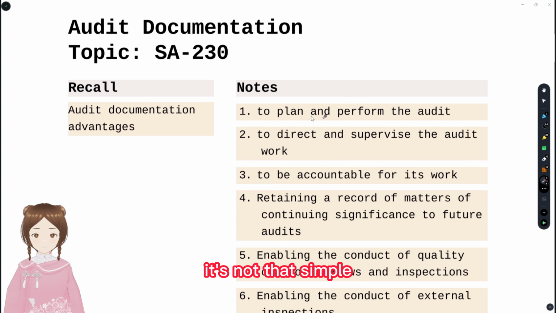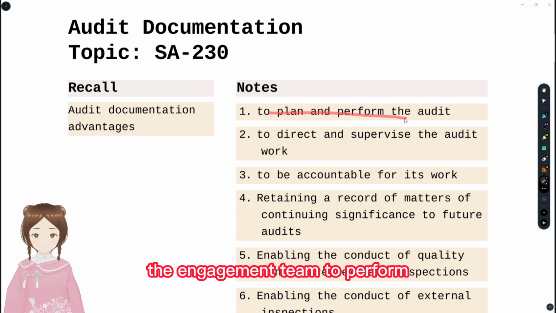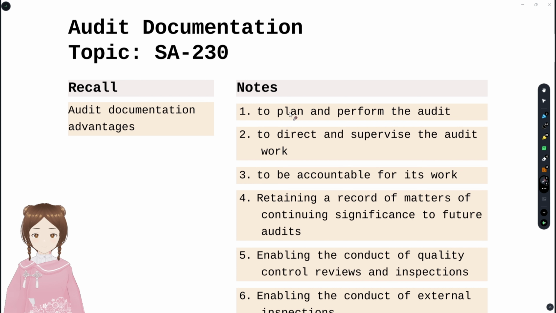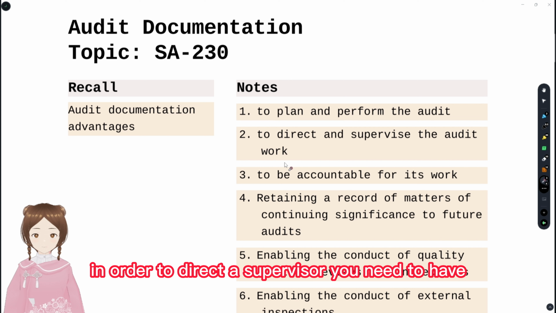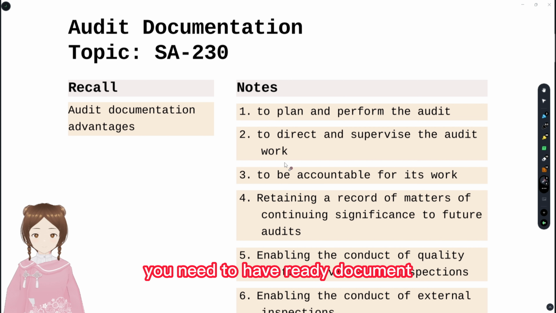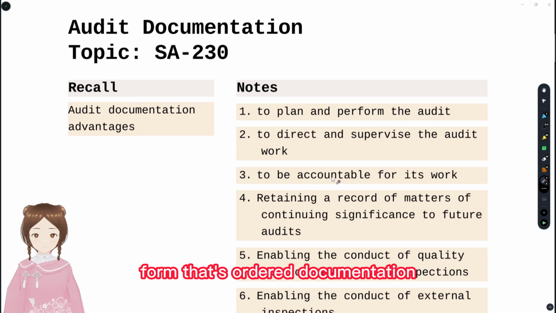It's not that simple. So, in order to plan and perform the audit, who has to perform? The engagement team has to perform. Who plans that? The engagement partner plans that. To direct and supervise the audit work, what do you need to have? You need to have a ready document for you to supervise them with. So you need a written documentation form, that's audit documentation.